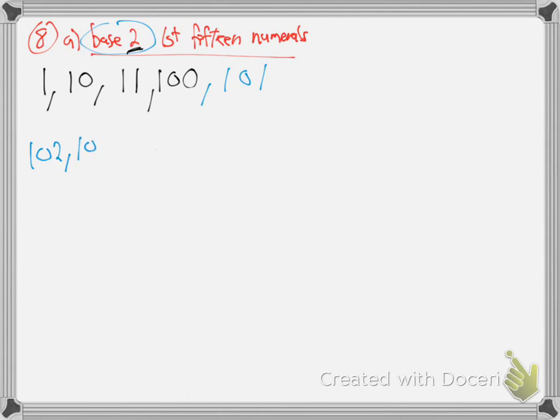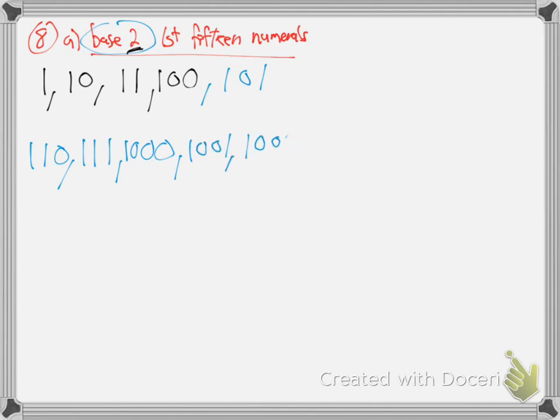102. Oh, wait. You can't have 102, huh? So instead of 102, what do you do? You write 0 and carry, 110. Then you just keep adding 1. 111, 112. Oh, no, can't write 2. Instead, write 0 and carry. Make this a 2. Oh, can't have a 2 there. Instead, write 0 and carry. Oh, can't even have a 2 there. Instead, write 0 and carry. We're already at 1,000.